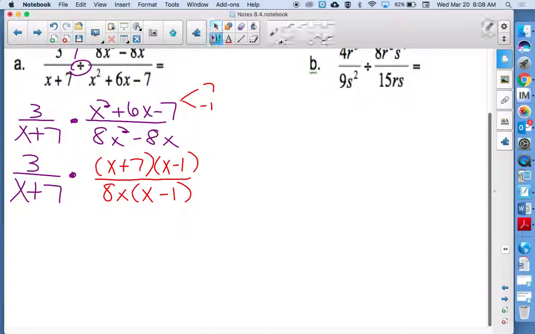So canceling all of the common quantities, we have an x plus 7, one on the top, one on the bottom, canceling diagonally, the x minus 1. And then looking to see what's left on the top, it's a 3 going across and an 8x. So 3 over 8x. Questions?